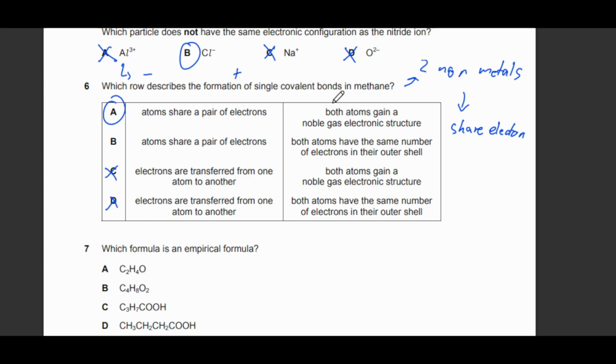Because the point of creating bonds is so that those elements are able to achieve a stable outer shell, or the noble gas electronic structure, right? So the carbon will get 8 electrons, and the hydrogen will get 2 electrons in its outer shell. So they both have complete outer shells. So they want to gain a noble gas electronic structure. Both atoms have the same number of electrons in their outer shell. This is wrong, because hydrogen's outer shell can only hold 2 electrons, but carbon can hold 8. So therefore, B is wrong, C is wrong, D is wrong, and A is the answer.